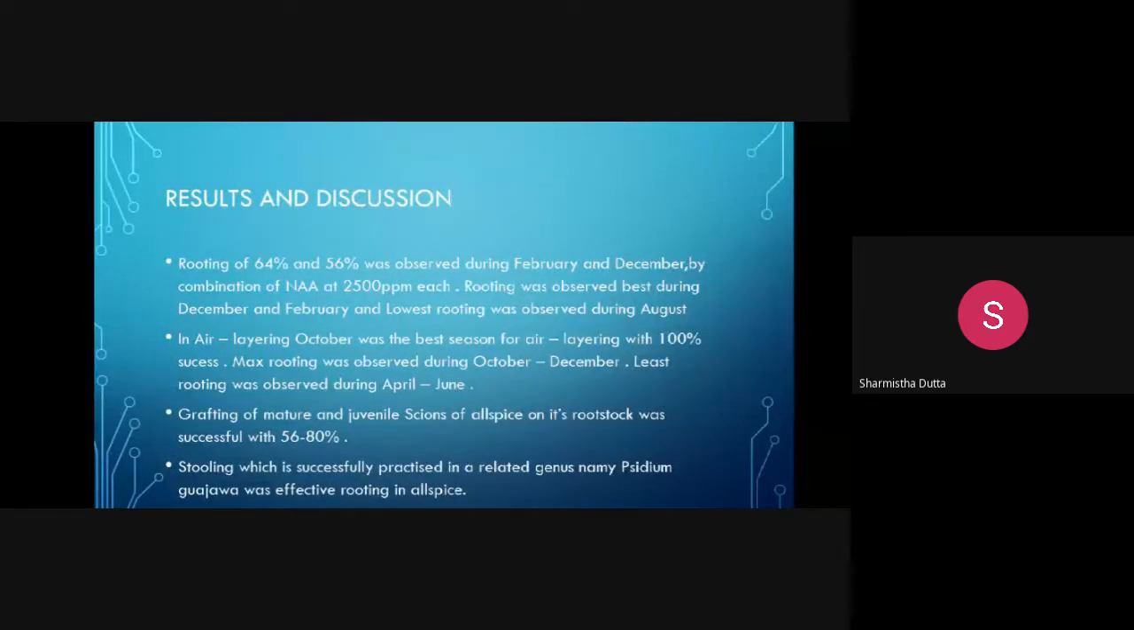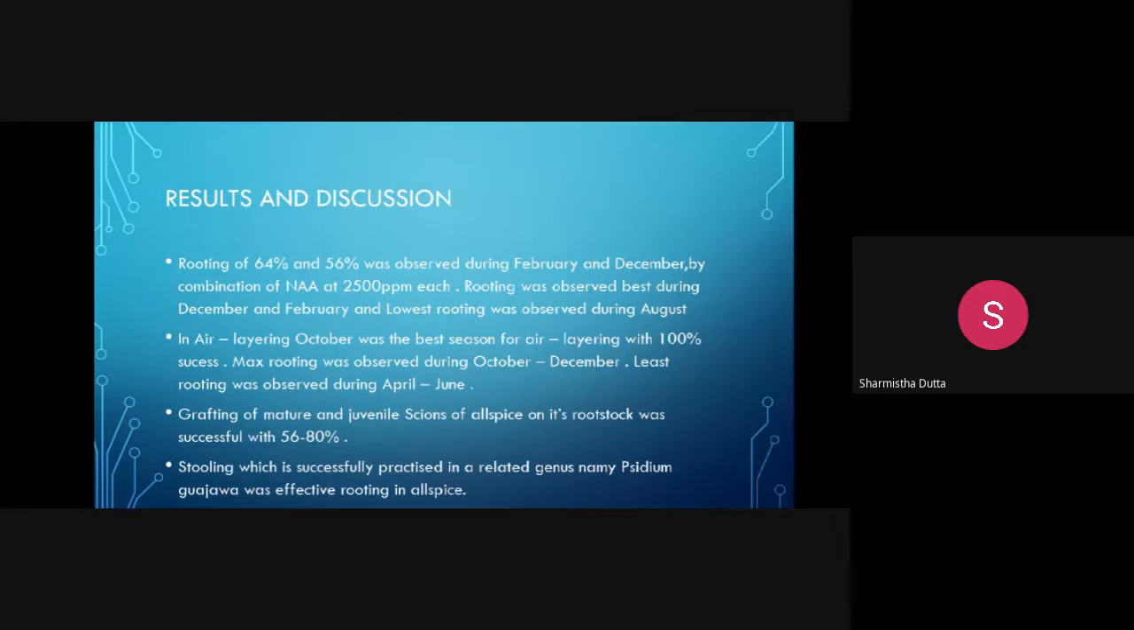And in grafting, the mature and juvenile scions of allspice on its rootstock was successful with 56 to 80%. And successful grafts showed 100% establishment in pot. And stooling, this is also successfully practiced in a related genus, namely Psidium guajava.